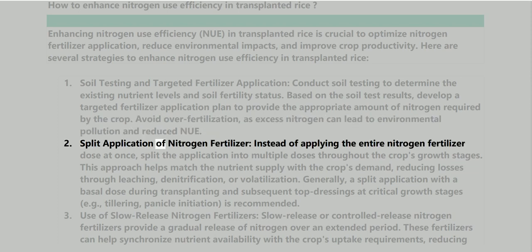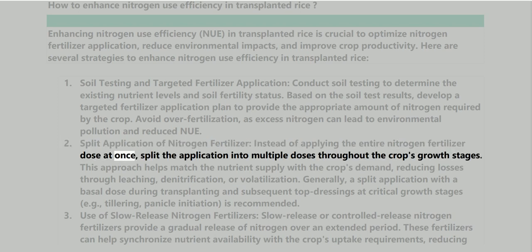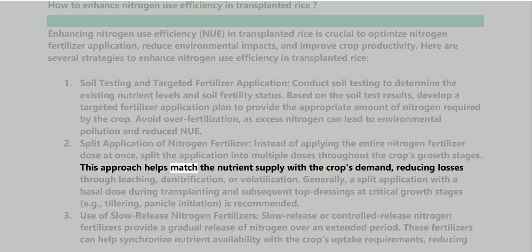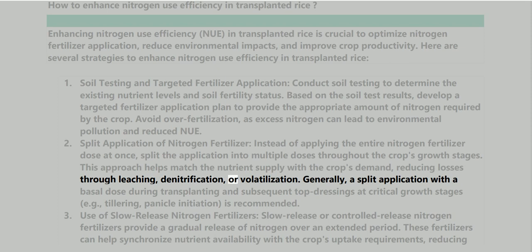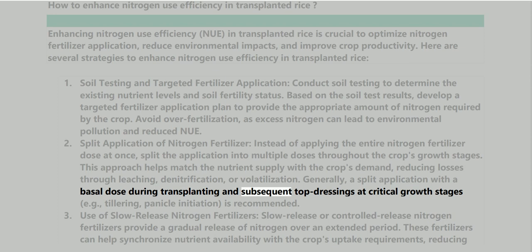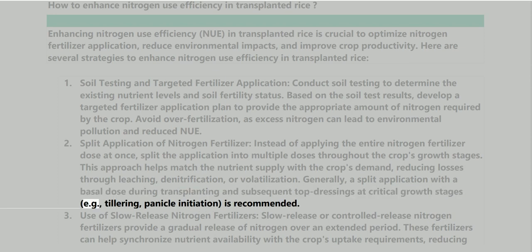2. Split application of nitrogen fertilizer. Instead of applying the entire nitrogen fertilizer dose at once, split the application into multiple doses throughout the crop's growth stages. This approach helps match the nutrient supply with the crop's demand, reducing losses through leaching, denitrification, or volatilization. Generally, a split application with a basal dose during transplanting and subsequent top dressings at critical growth stages, e.g., tillering, panicle initiation, is recommended.